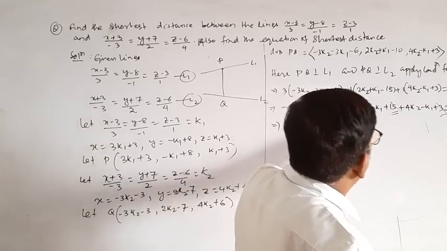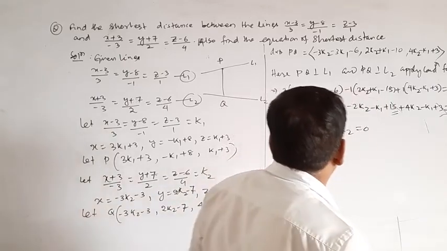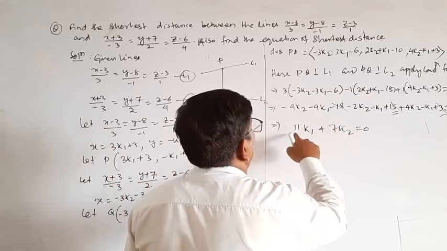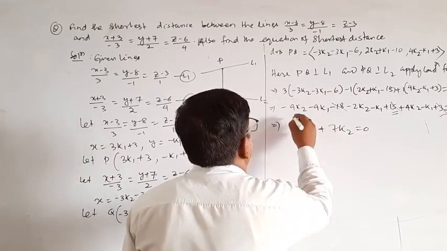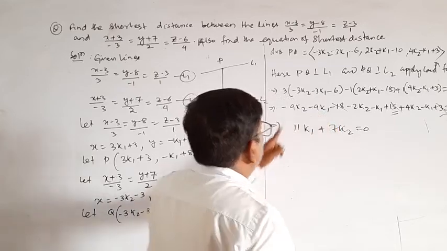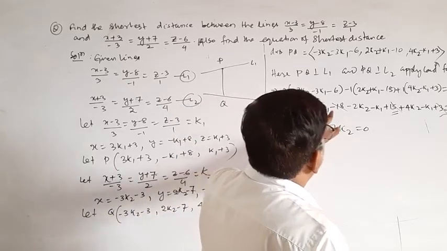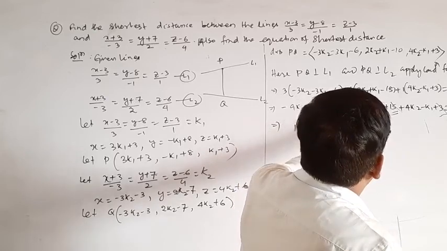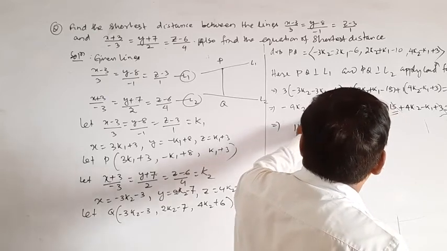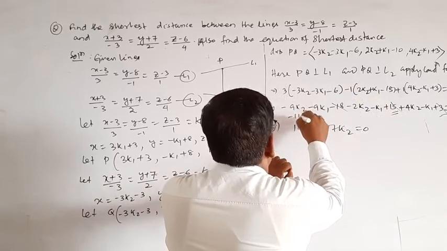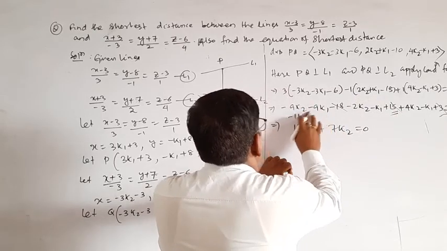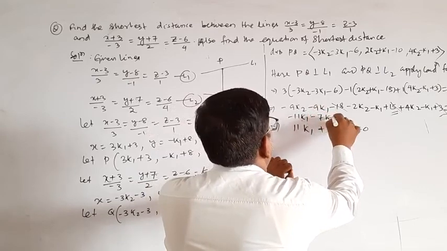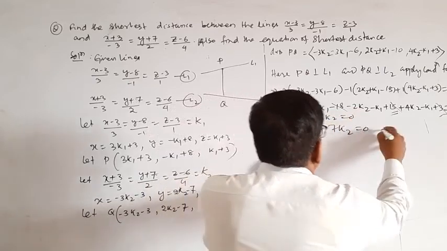This is 11, and this is 4, 7k2 minus, taking minus, so minus 11k2, minus 11k1, minus 7k2 is equal to 0, that implies this.